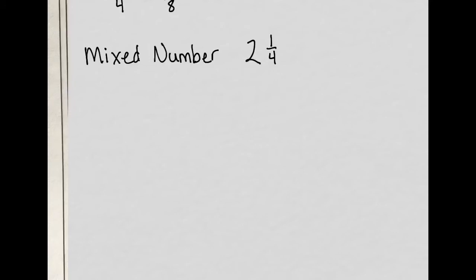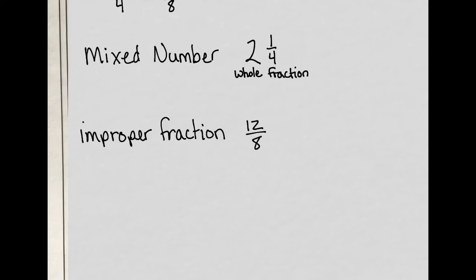We also need to review what a mixed number is. A mixed number has a whole number represented by this 2 here beside a fraction, which is the part of a number. And then sometimes there are improper fractions where the amount of pieces used, the top number, the numerator, is larger, greater in value than the bottom number.